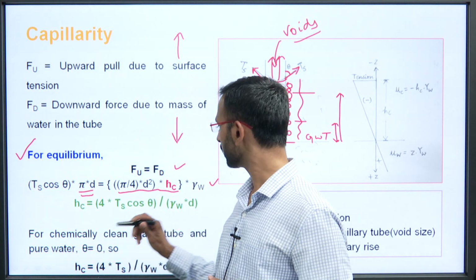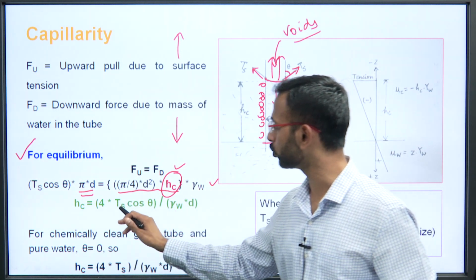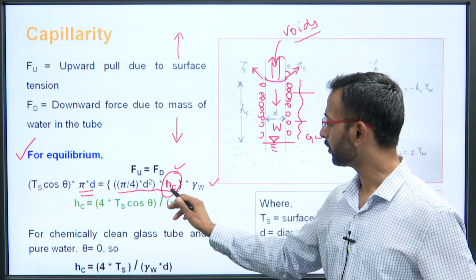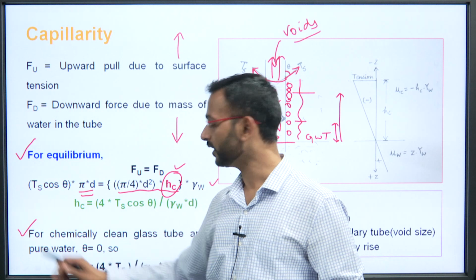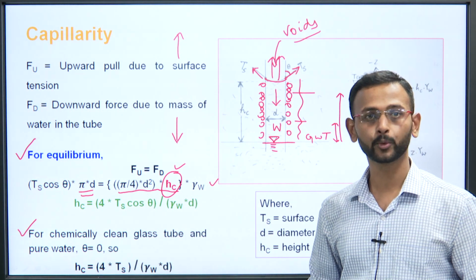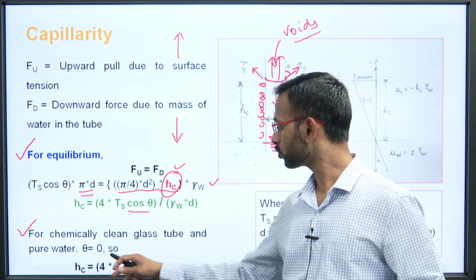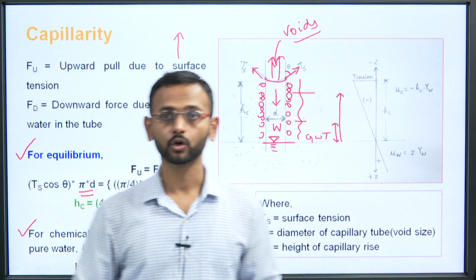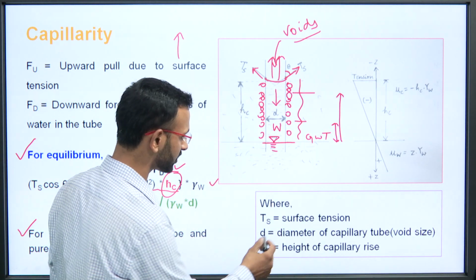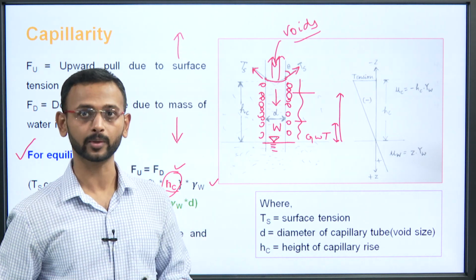We notice that when we rearrange the terms here, Hc comes out to be 4 into Ts cos theta by gamma w into d. Now for a chemically clean glass tube and pure water, theta is equal to 0, so cos theta will be equal to 1, so Hc is equal to 4 into Ts by gamma w into d. You already know that Ts is the surface tension, d is the diameter of the capillary tube or the void size, and Hc is the height of capillary rise.